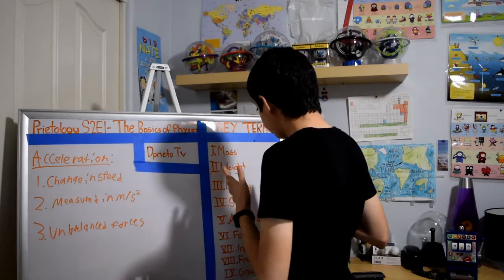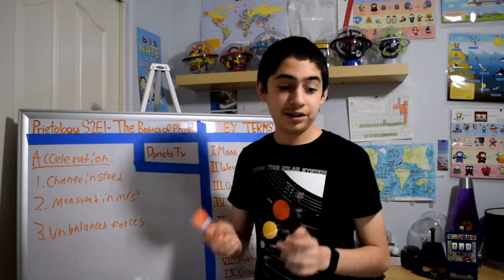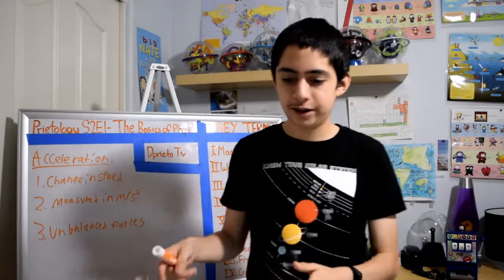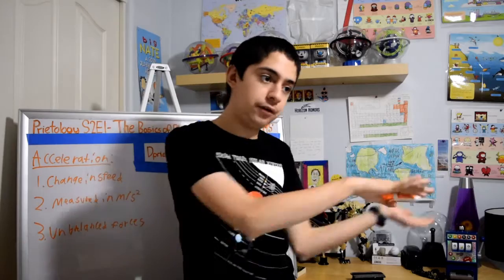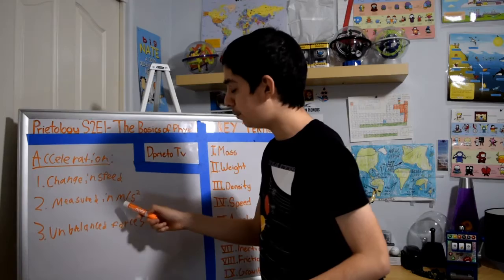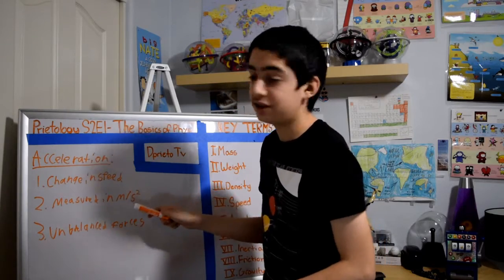Alright, so our fifth term is acceleration. Acceleration is any change in speed. If you're going down a highway and you swerve to the right, that's acceleration. If you're on a highway and then you go faster, that's acceleration. So any change in speed. It is measured in meters per second squared, so lowercase m / lowercase s squared.